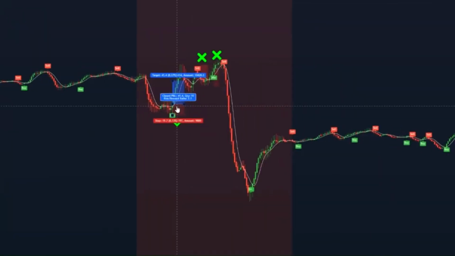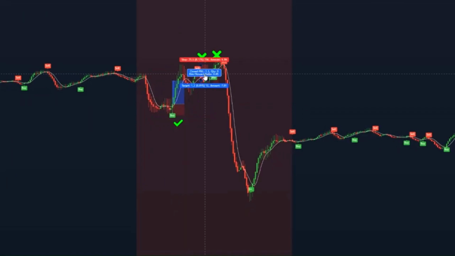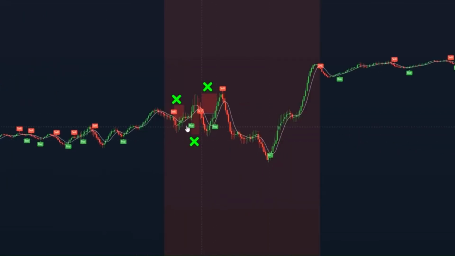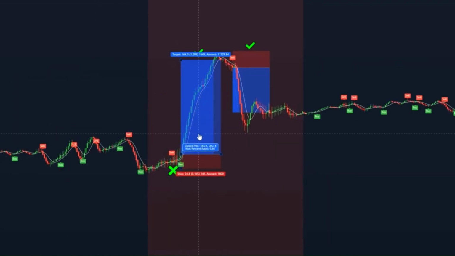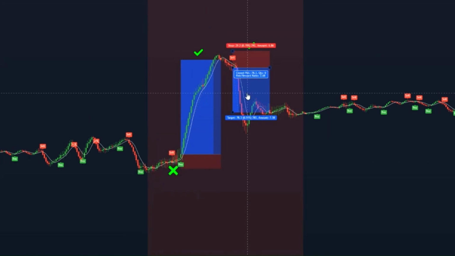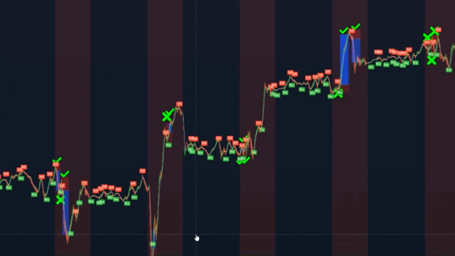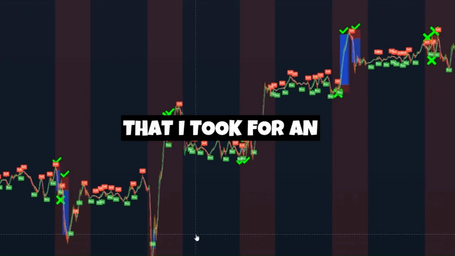Here's another day. You can see we had 2.1 risk to reward, and then we had 2 stop losses in a row. The day before we had 3 stop losses in a row, and the day before that we had 1 stop loss, and then a 6.65 risk to reward, and then a 2.68 risk to reward. Very profitable day. So it's now time to show you the trading results that I took for an entire month on the 5-minute chart.